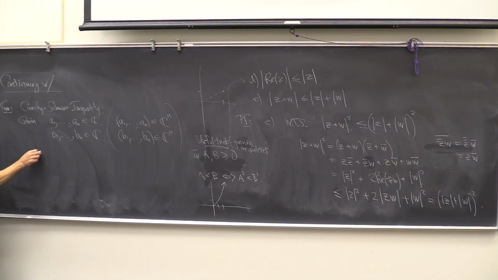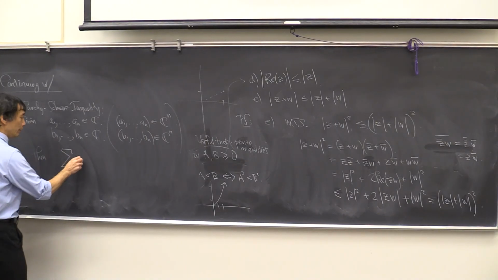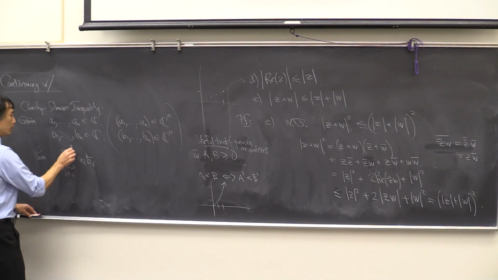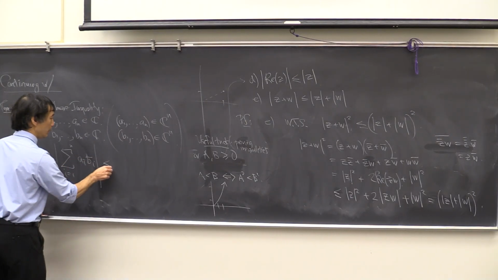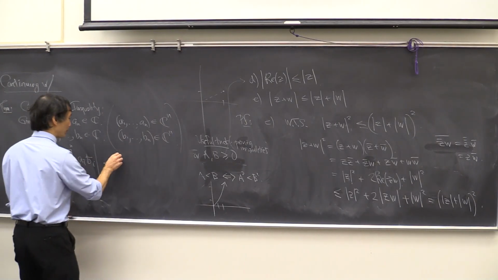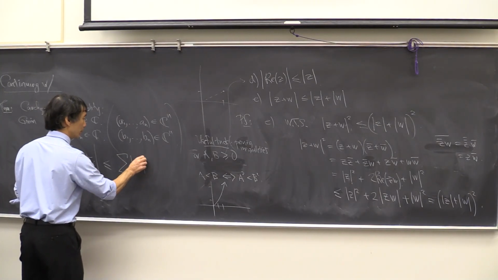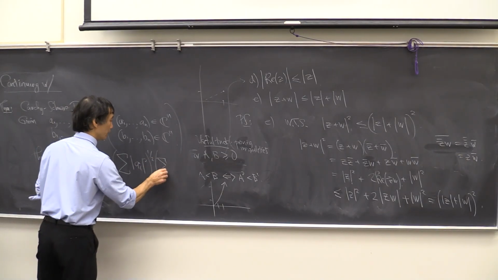Then the summation, the inner product of one vector against the other, if you look at the size of that, then that's controlled by the norm of one times the norm of the other.